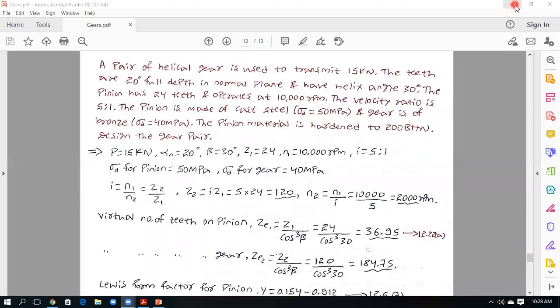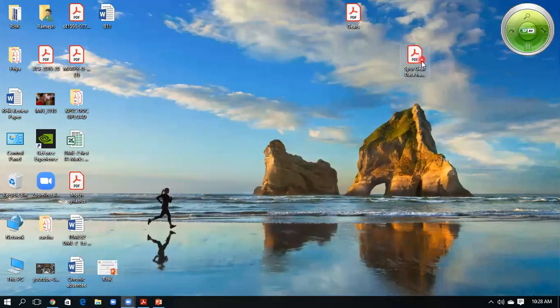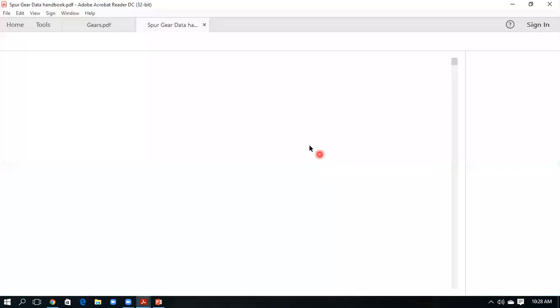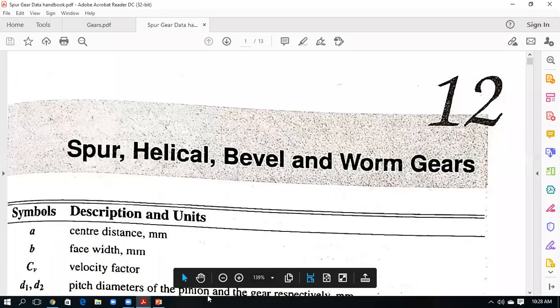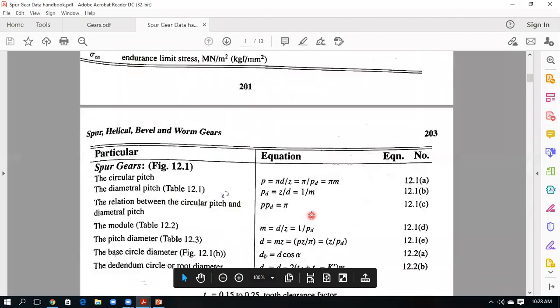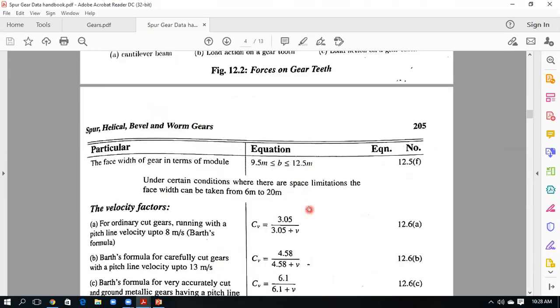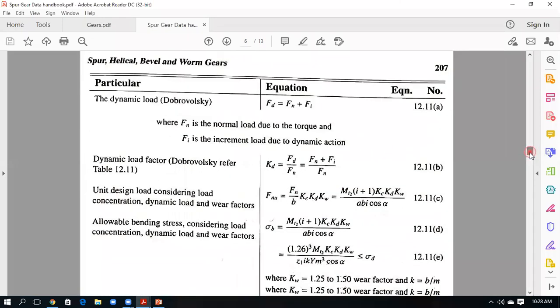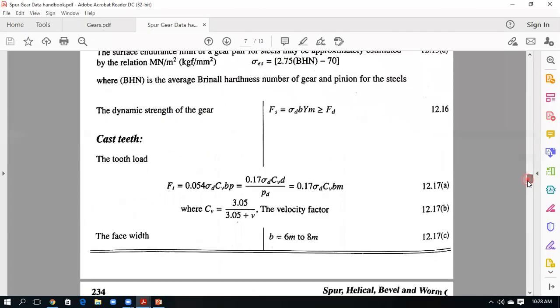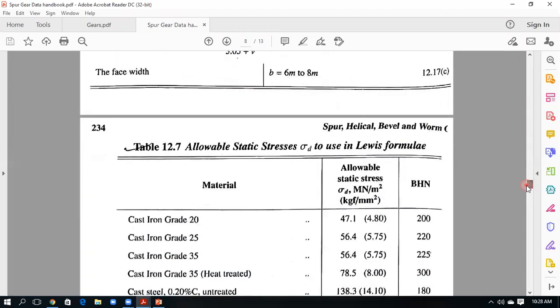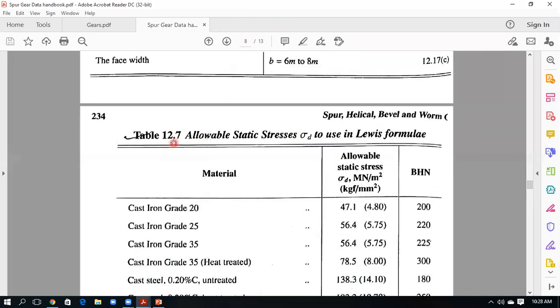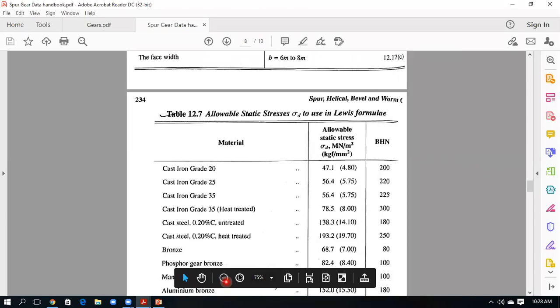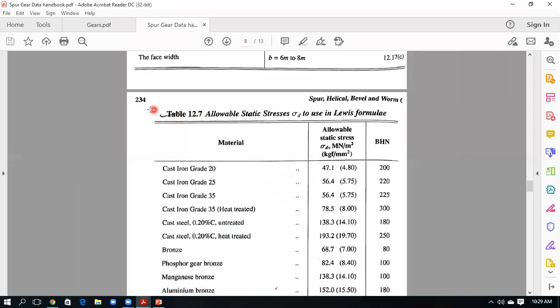And some of you are not able to recollect that. Once again, I will show you. In this problem, it is given. But if it is not given, what you need to do? This is the scanned copy of the data handbook. You should be knowing, you need to practice all those problems. Otherwise, it will be difficult. From this table you are going to note down the allowable static stress. Table number 12.7, page 234.